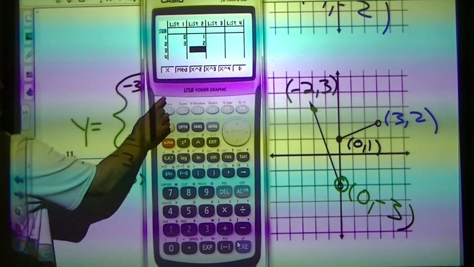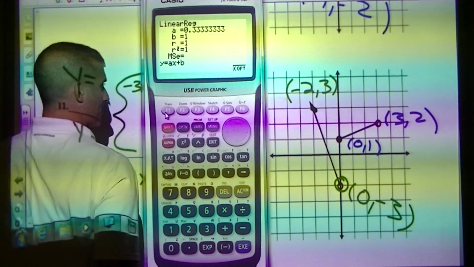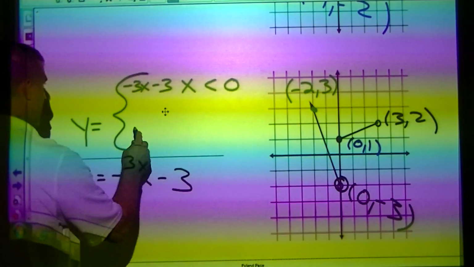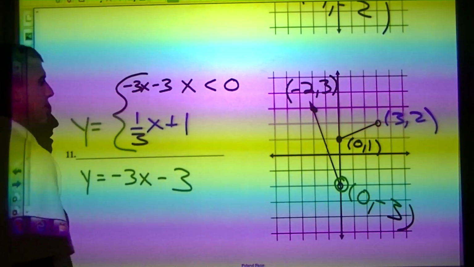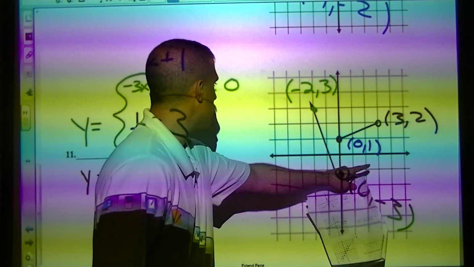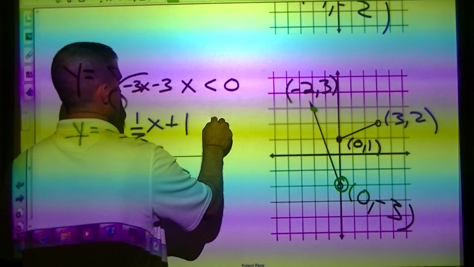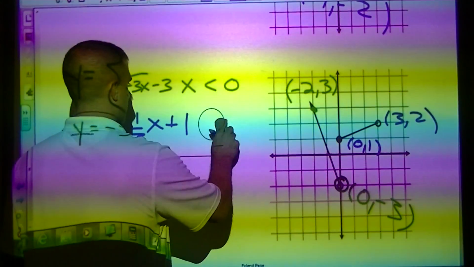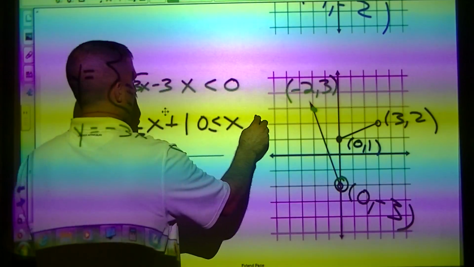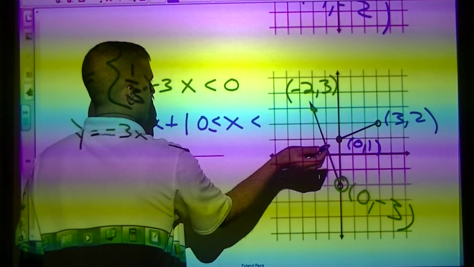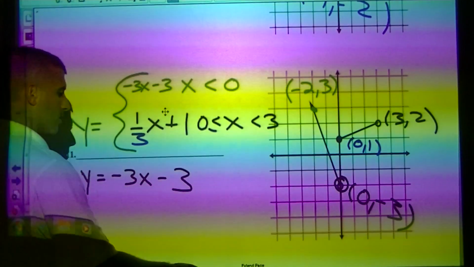And once again, I'm going to calculate the regression. 0.3 is about 1/3, and my y-intercept is going to be 1. So I got 1/3 x plus 1. Now, where was this from? I had a closed circle on 0, and I had an open circle on 3. If you substitute those values in, that would work as well.